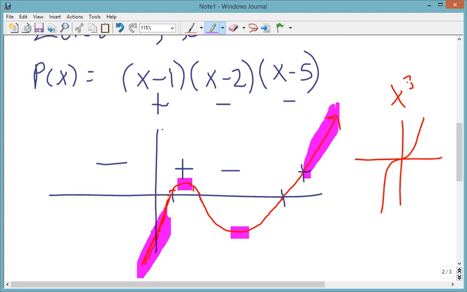Now, do we have to have 2? Well, no. Look at this one over here. We just drew the x cubed. It's third degree. There are none. So we could have less than 2, but we can't have more than 2.